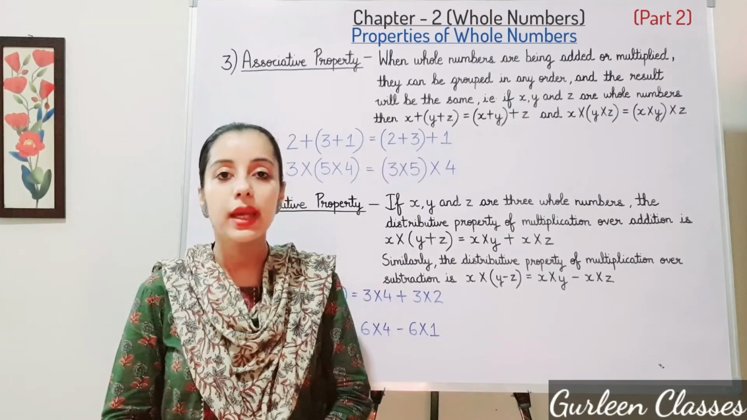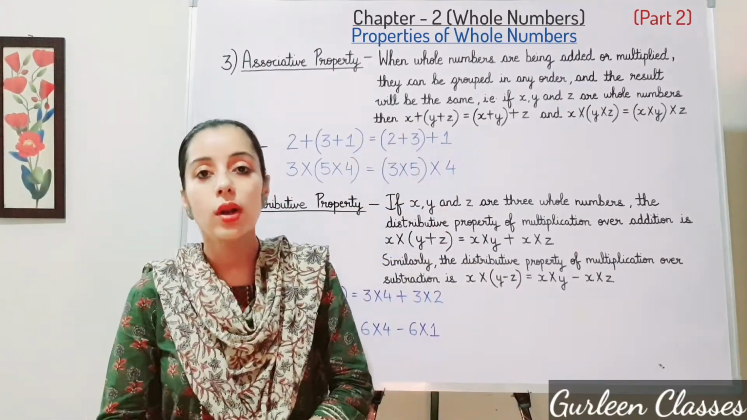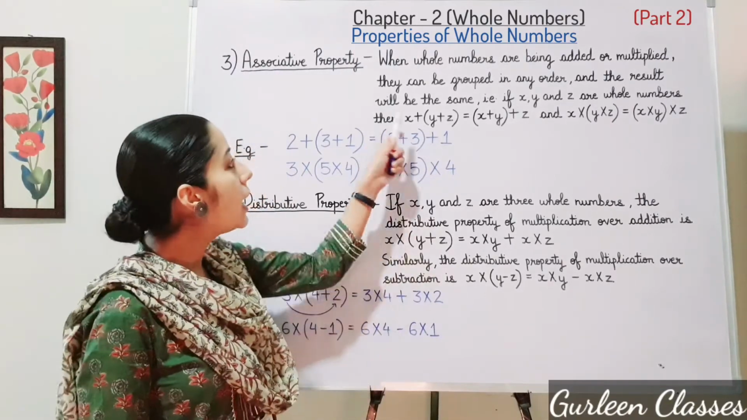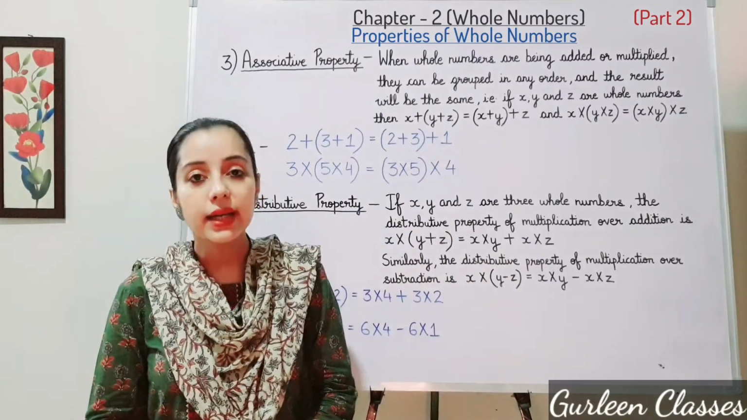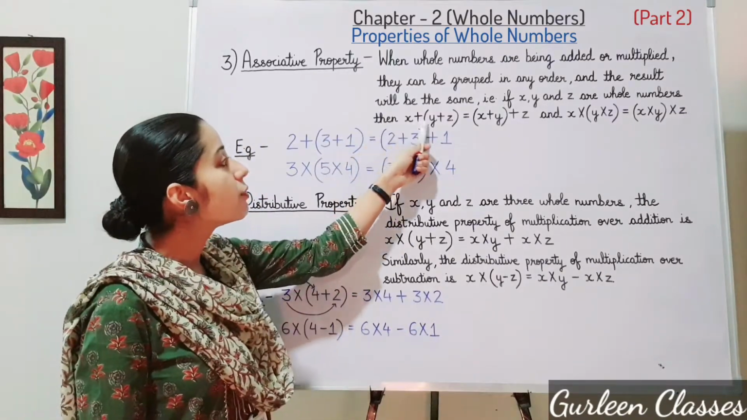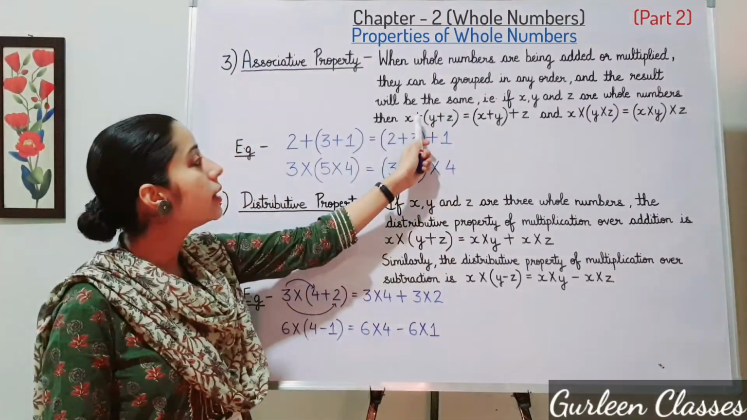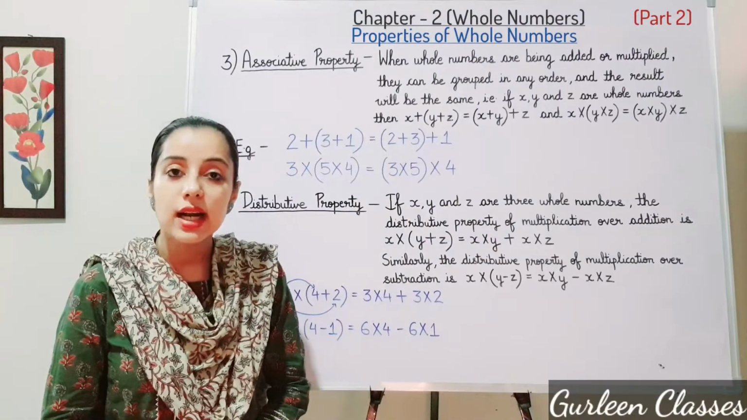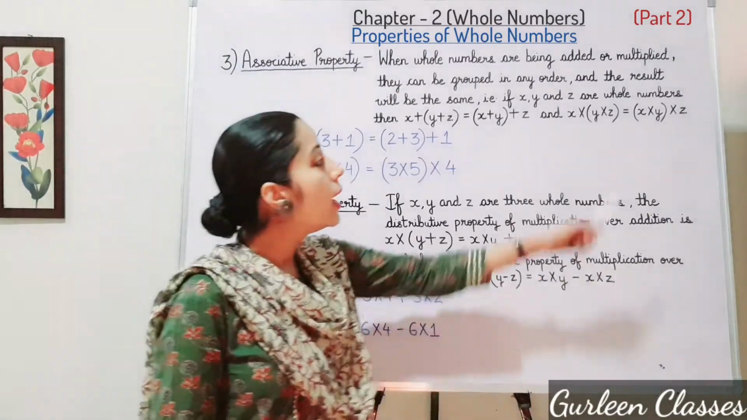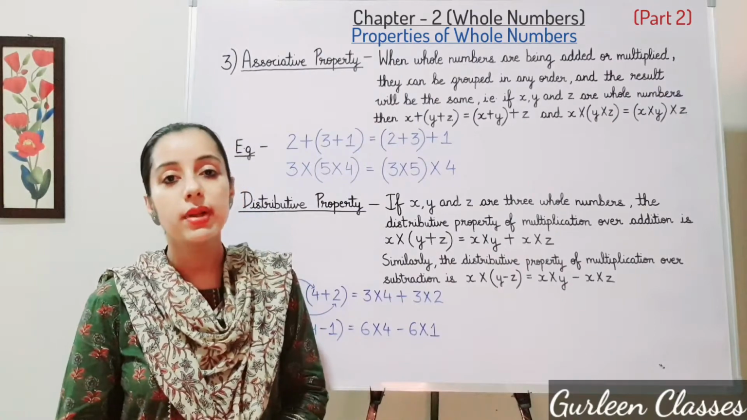Third property, associative property of addition and multiplication. When whole numbers are being added or multiplied, they can be grouped in any order, and the result will be the same. That is, if x, y and z are three whole numbers, then x plus y plus z is equal to x plus y plus z, grouped differently. Here they can be in any order and their result will be the same. Similarly, x into y into z is equal to x into y into z. They are grouped in any order, but the result will be the same.